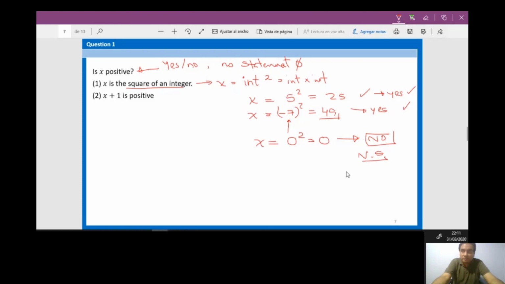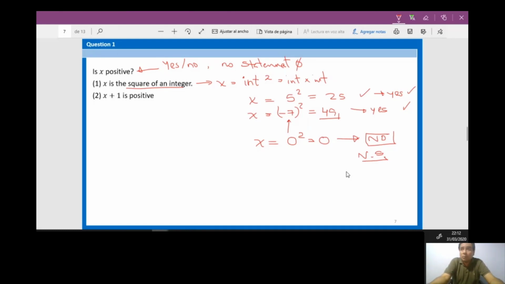So notice here how powerful the concept of data sufficiency is. Sufficiency means that you are always able to respond in the same way. In yes-no questions, that means that you should always be able to answer yes or answer no, but not sometimes yes and sometimes no. That would be insufficiency, according to the creators of the GMAT exam.